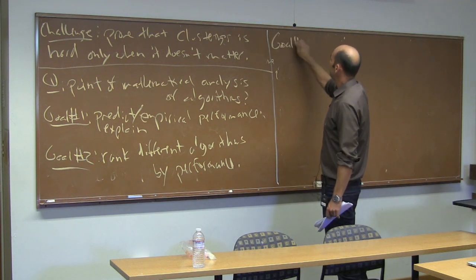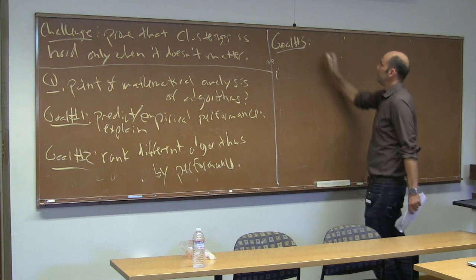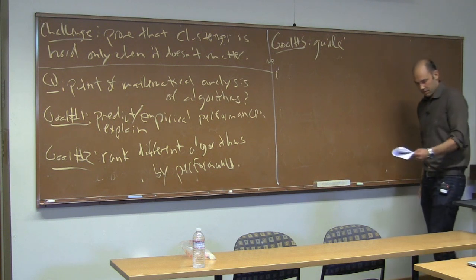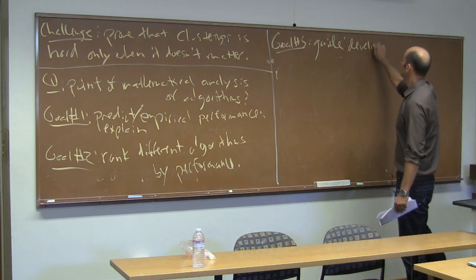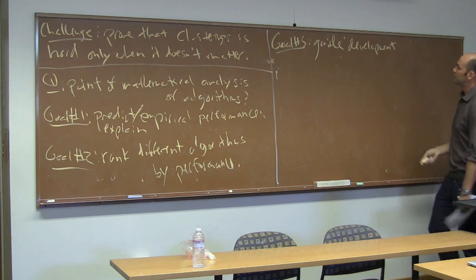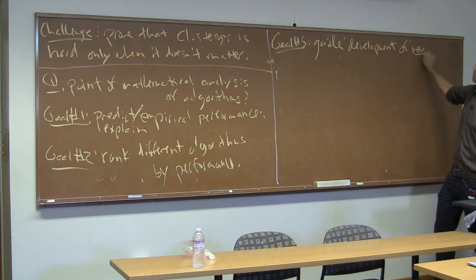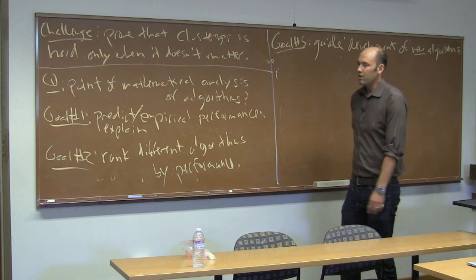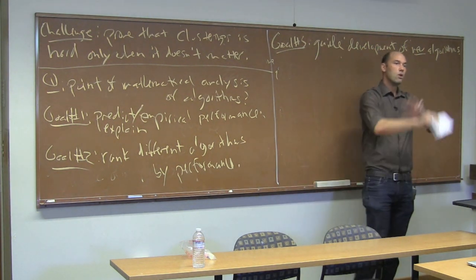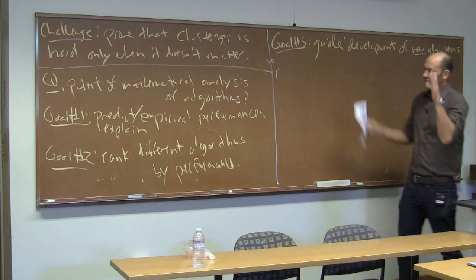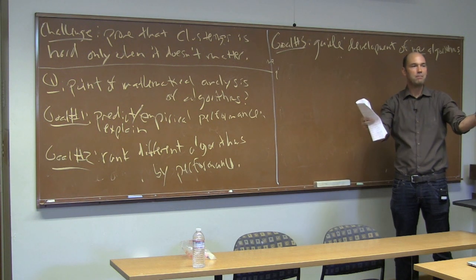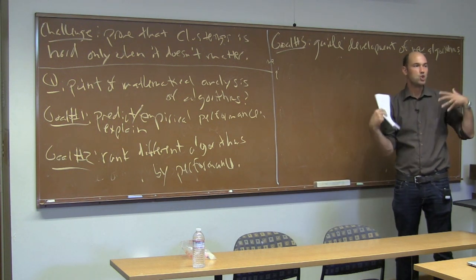All right, so here's goal number three, which is the one researchers in algorithms are most familiar with: to guide the development of new algorithms that we haven't yet thought of. Whenever you have some sort of performance measure, like the worst case running time of an algorithm, it gives this yardstick that focuses the effort of often lots of people on devising better and hence new algorithms.